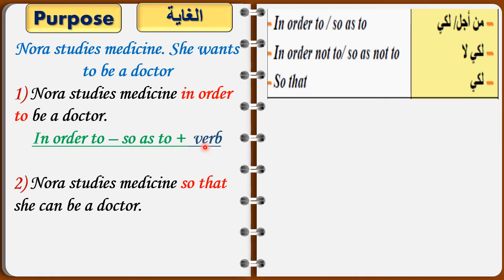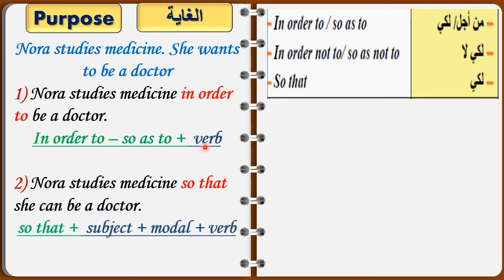But look at this sentence. Nora studies medicine so that she can be a doctor. Here, is it followed by verb? No, it's followed by subject plus modal plus verb in infinitive or infinitive without to, bare infinitive. نفس المعنى, we didn't change the meaning, but what is the difference? هنا in order to and so as to يتبعها الفعل. So that يتبعها subject الفاعل ثم modal verb.